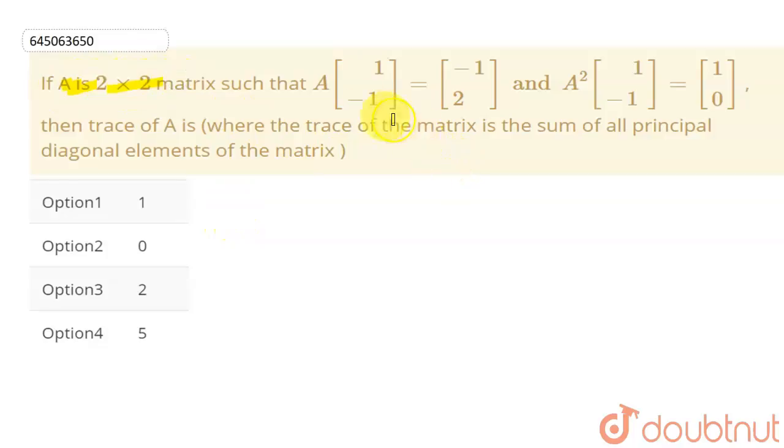So students, in this question we have been given a matrix A, which is a 2 cross 2 matrix satisfying these two relations. We need to find the trace of this matrix, where trace is defined as the sum of all the principal diagonal elements of this matrix.